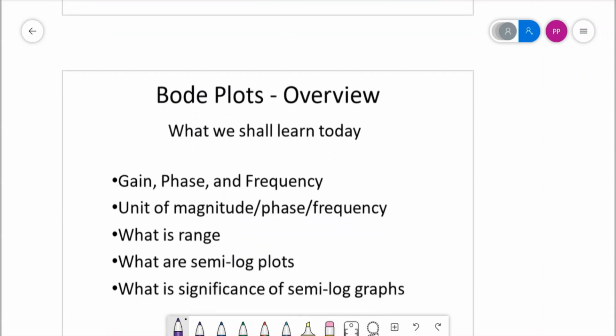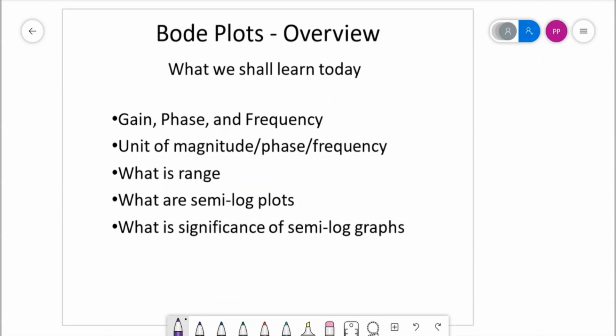And the overview of today's lecture: for Bode plots, we need to learn what is gain of a system, what is phase of a system, and how frequency plays the role. The magnitudes of gain, phase, and frequency play a significant role in drawing the Bode plots. The range of all these quantities is very important in system analysis. We need semi-log plots to draw the Bode plots, so we need to learn what semi-log graph papers are and their significance for our requirement.